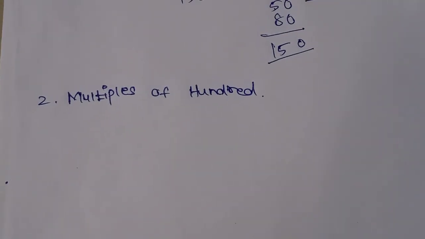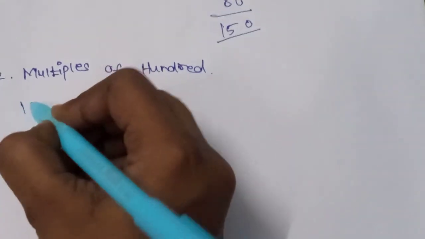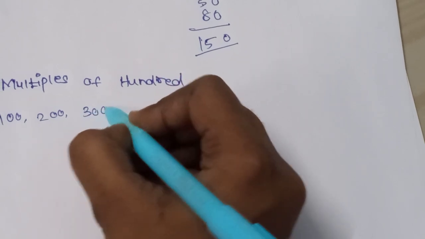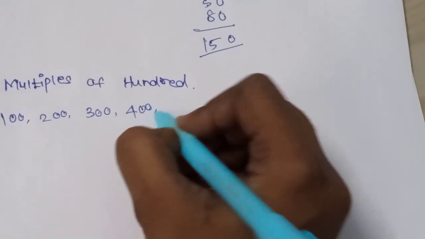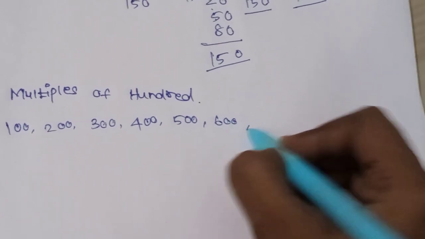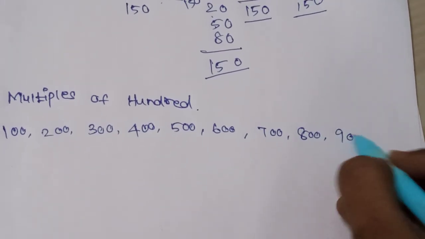So second one, multiples of 100. First we have to write all the multiples of 100. So 100, 200, 300, 400, 500, 600, 700, 800, 900.